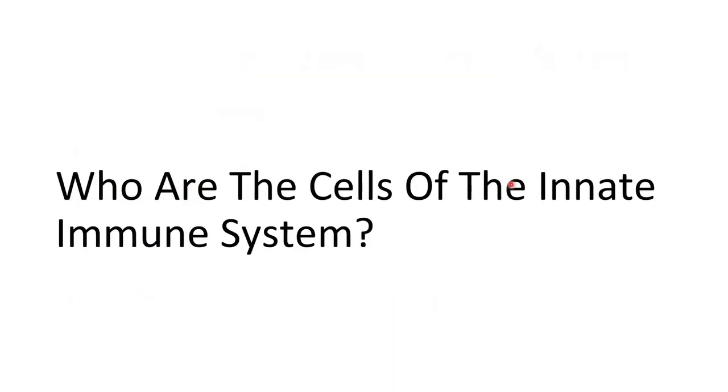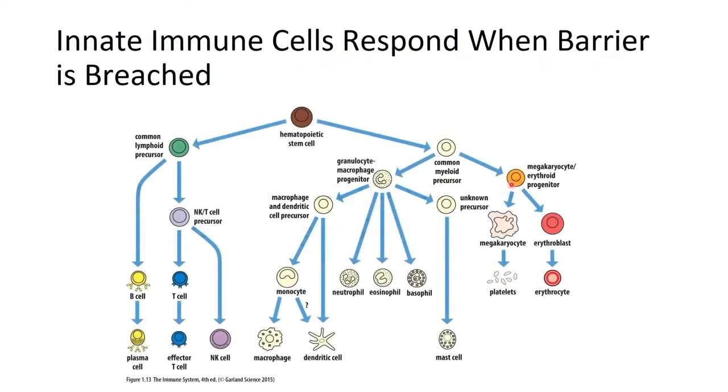Okay, so who are the cells of the innate immune system? You start out with a hematopoietic stem cell, which is the stem cell for the entire hematopoietic system. These can then become either the common lymphoid precursor or the common myeloid precursor. The common lymphoid precursor gives rise to the B cells, T cells, and NK cells. And the innate immunity that we're talking about today arises from the common myeloid precursor.